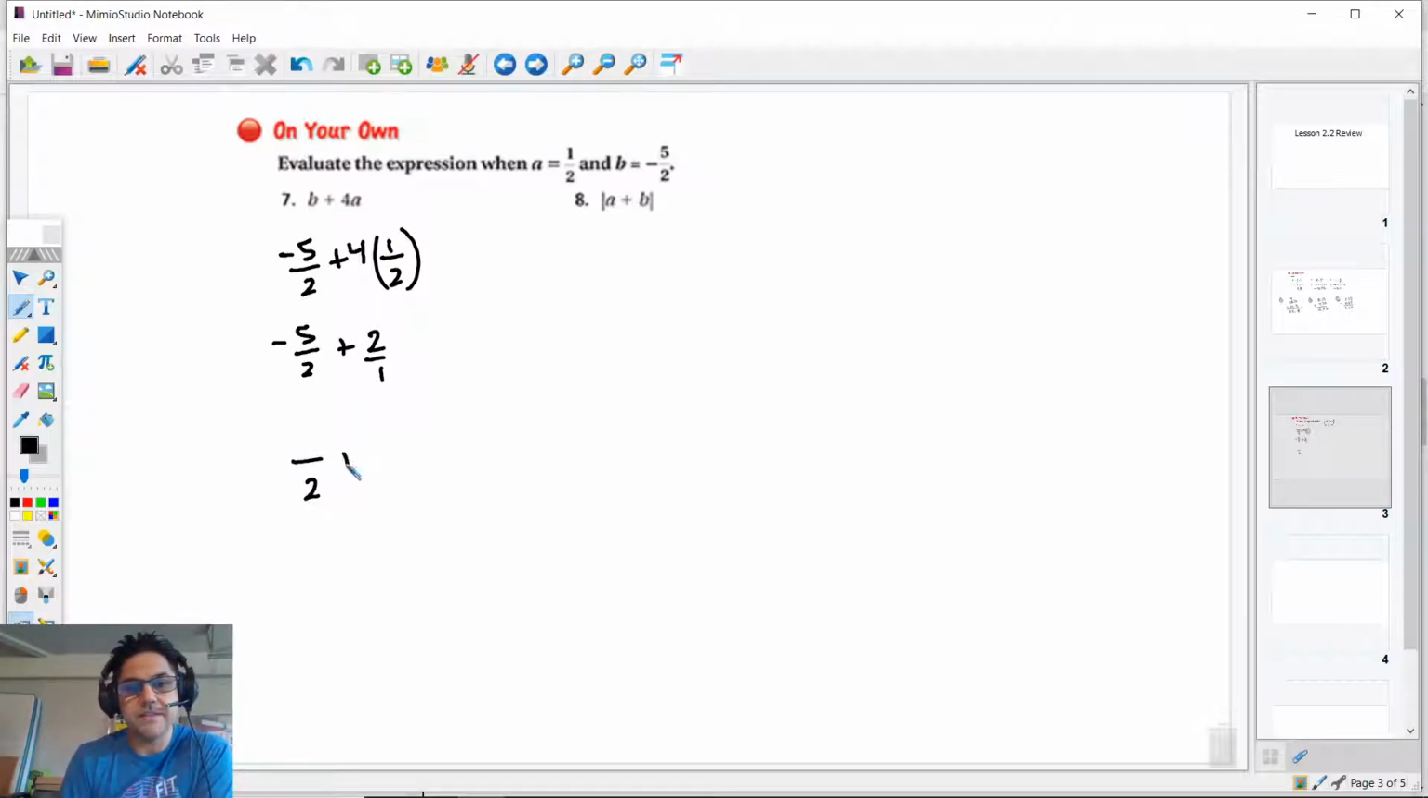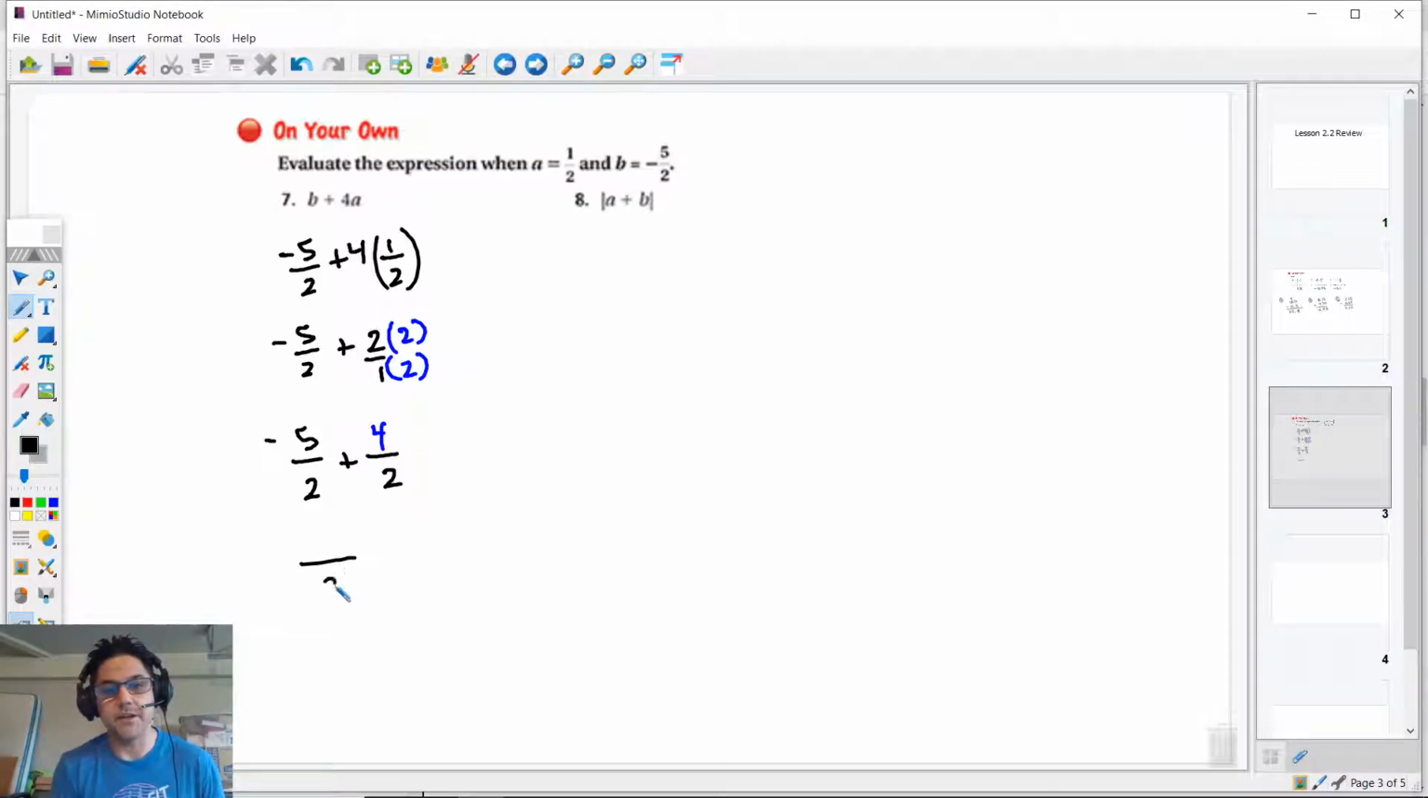I want an LCD of 2. This one gets to stay the same. And I'm going to go ahead and multiply by 2. 2 times 2 is 4. So I've got negative 5 halves plus 4 halves, which again tells me I'm going to go ahead and subtract because they are different signs. 5 subtract 4 is a 1. And then I look at my signs again. The negative 5 has the greater absolute value, so therefore it is negative 1/2.